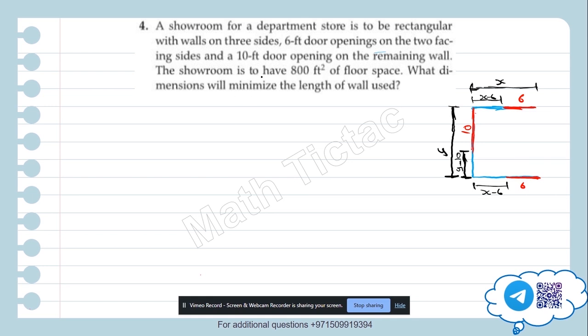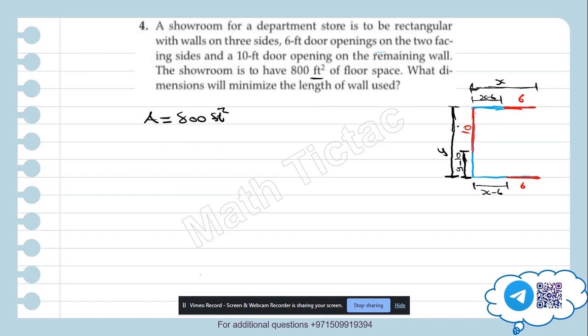The showroom is to have 800 feet square of floor space. If you don't know what that is, this is the area, since the unit is feet square. So 800 feet square of floor space. What dimensions will minimize the length of wall used? So we need to minimize the length of the wall used.